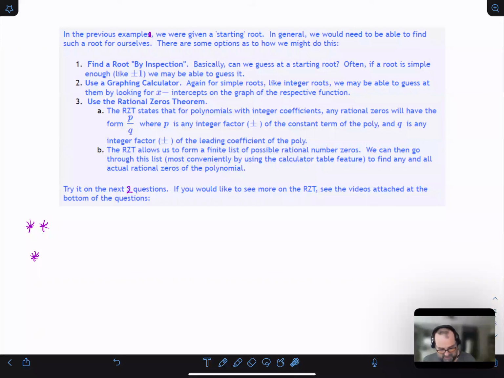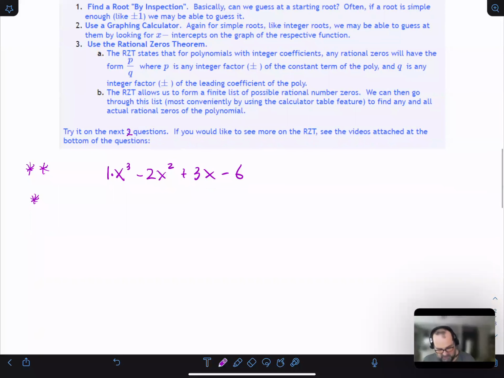So a little example, let's use that same example again. If I were to look at x cubed minus 2x squared plus 3x minus 6, and I want to ask myself, what are the possible rational zeros here? They would be as follows. So we would note that the leading coefficient is 1, the term on the end is 6. So this is what I usually do to write this out. I would say, here are my possible p-values.